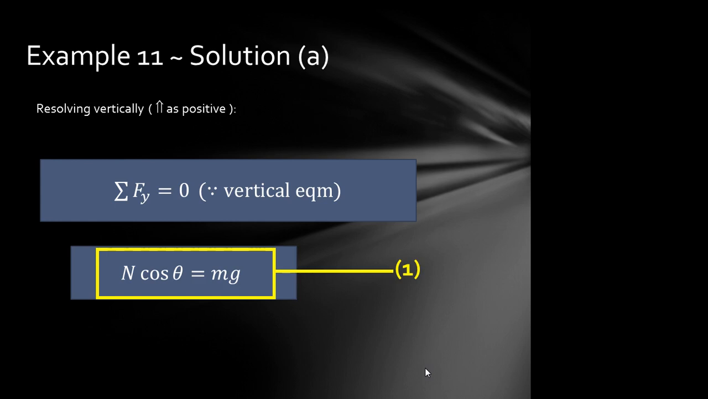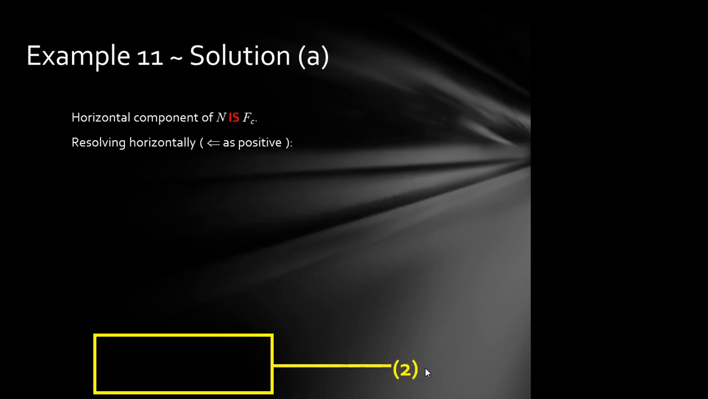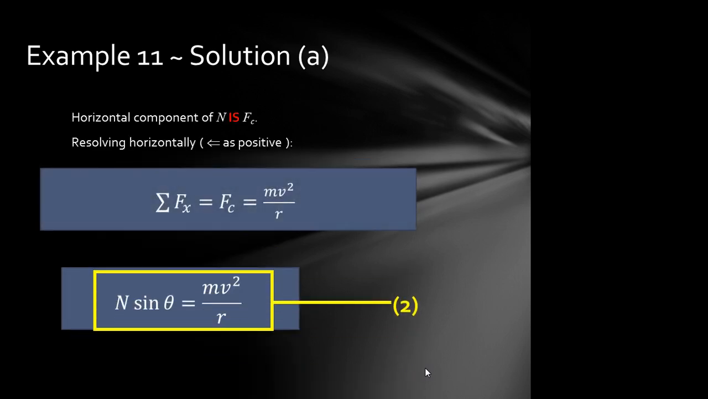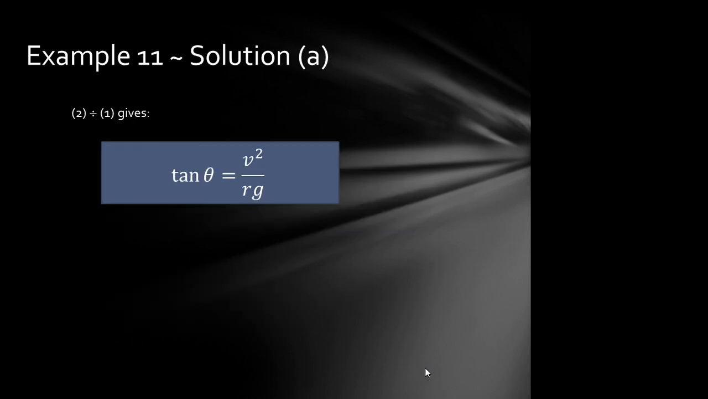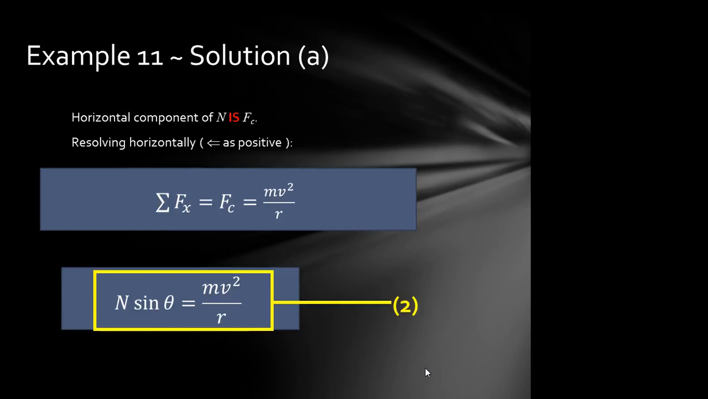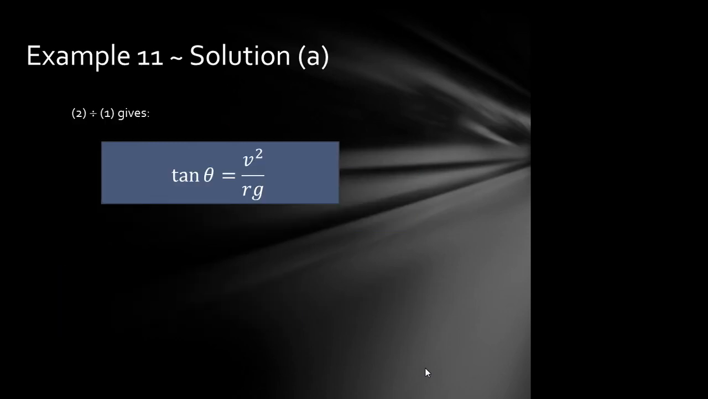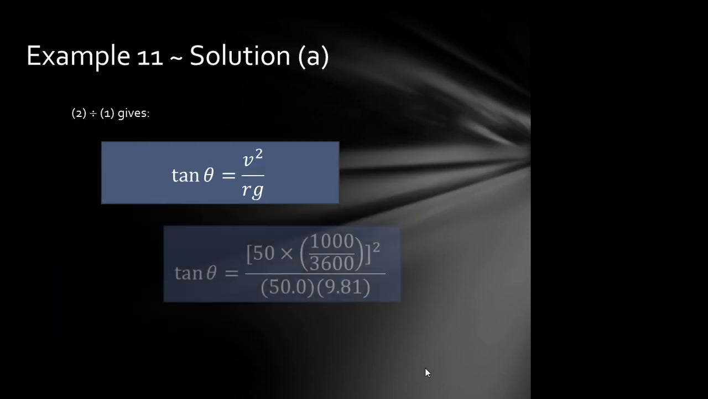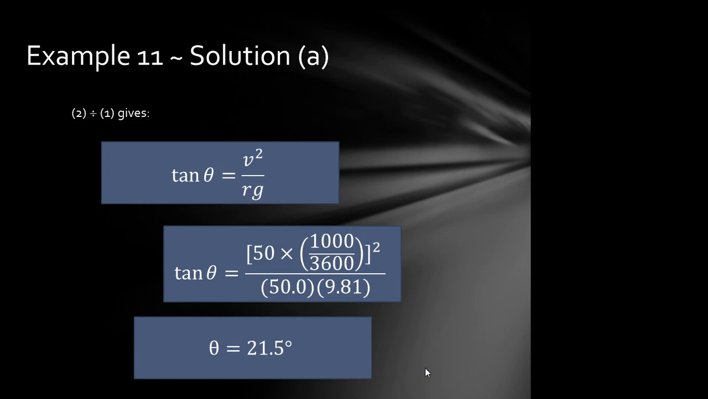Now, the car still needs to move in a horizontal circular motion. So we write down an equation for the horizontal circular motion. The net force must be the centripetal force. In this case, the horizontal component of the normal force must be the resultant force, which is equal to mv squared over r. We're interested to find the banking angle, so we're going to get rid of the normal force first. We take the second equation divided by the first one, and get tan theta. Then we take the inverse tangent to get 21.5 degrees.